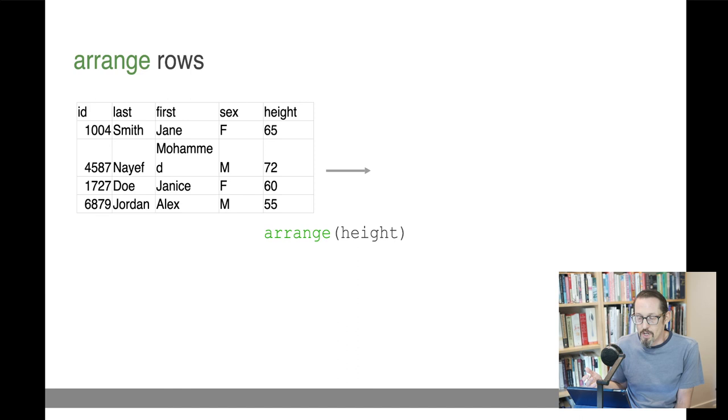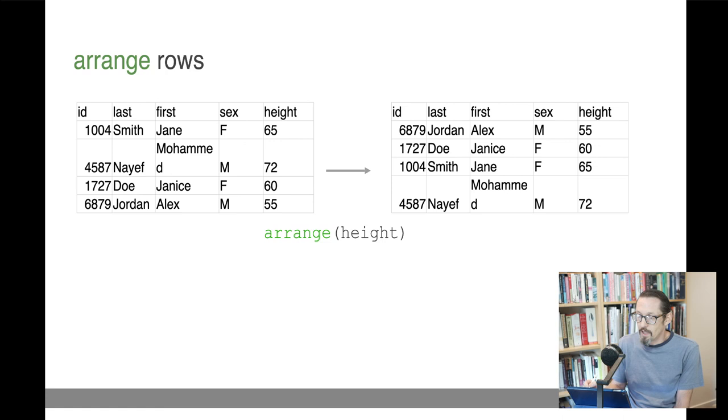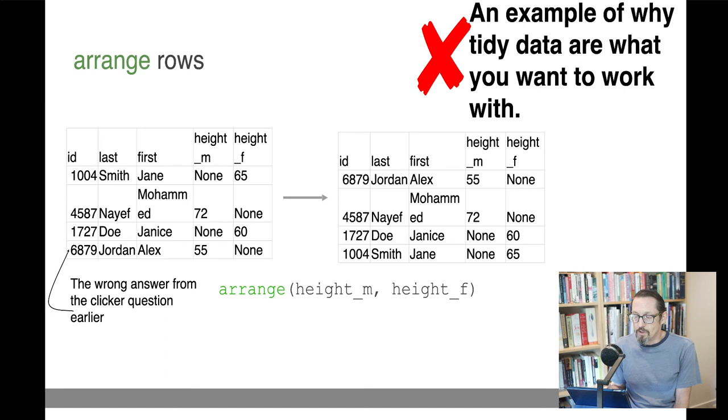If we want to arrange on rows, we want to arrange by height, okay? With a tidy thing, we can arrange on height. So we go from shortest to tallest. If we had untidy data where we had height male and height female, doing that is going to create two separate sorts. It's going to create a sort for height male and a sort for height female, where we don't see that there are actually shorter men and taller women and how they arrange with each other. Okay, so that's a pain in the butt.